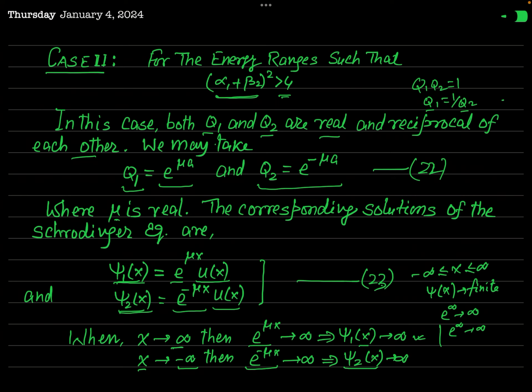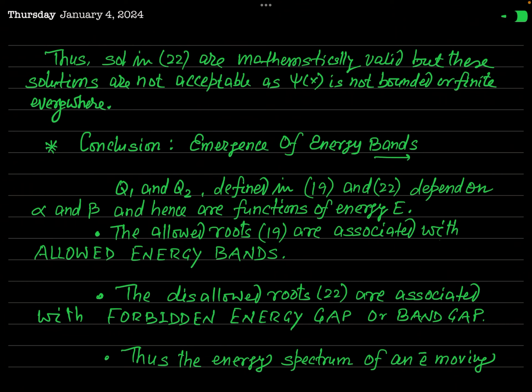It means an electron inside a crystal cannot have an energy which satisfies these states. Those states where the electron would have such an energy, where the solution of the Schrodinger equation will be like this, cannot exist. So those regions are forbidden regions. Electron cannot remain there, and those regions are called forbidden regions or forbidden energy bands. So you can see now that mathematically these solutions are valid, but these solutions are not acceptable as psi of x is not bounded or finite everywhere.